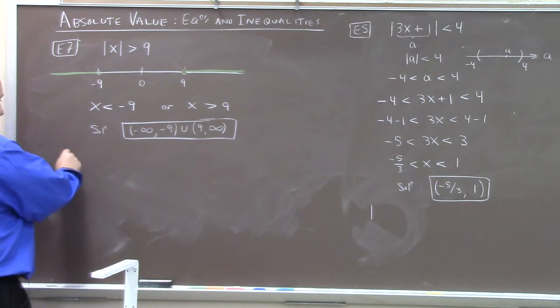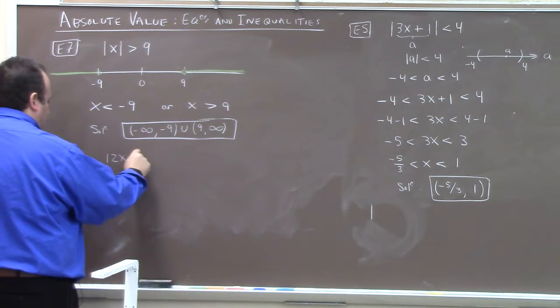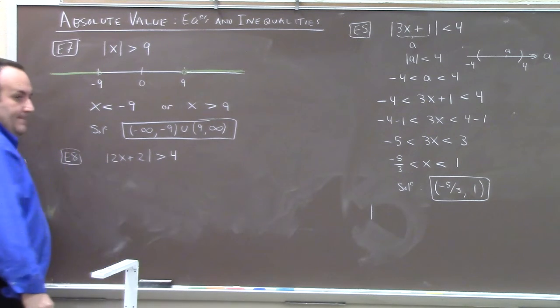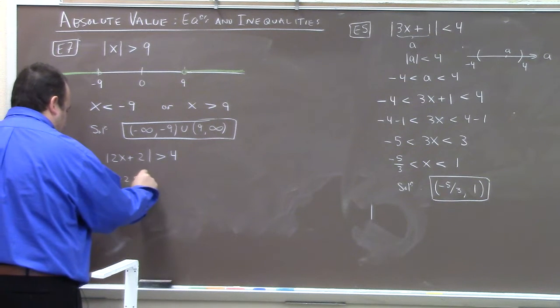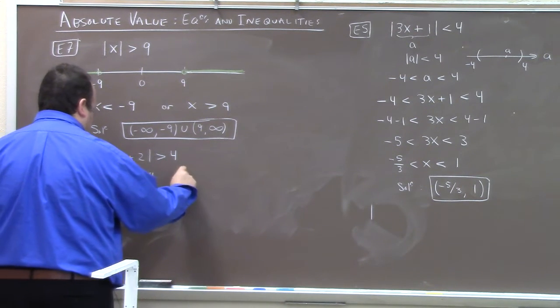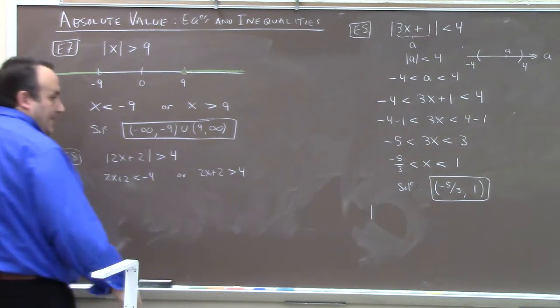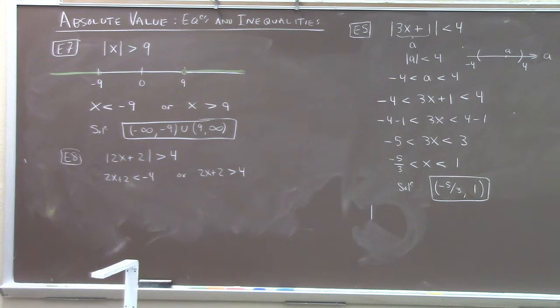Here we'll work another one. If I have the absolute value of 2x plus 2 is greater than 4, right? This means 2x plus 2 is less than minus 4, or 2x plus 2 is greater than 4. See, because the distance of 2x plus 2 has to be at least 4 units away from the origin, right? Which means either that is less than minus 4 or it's greater than 4.